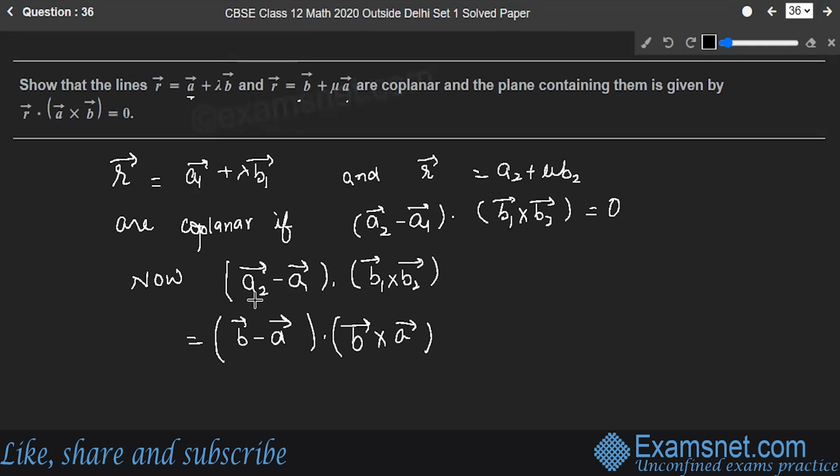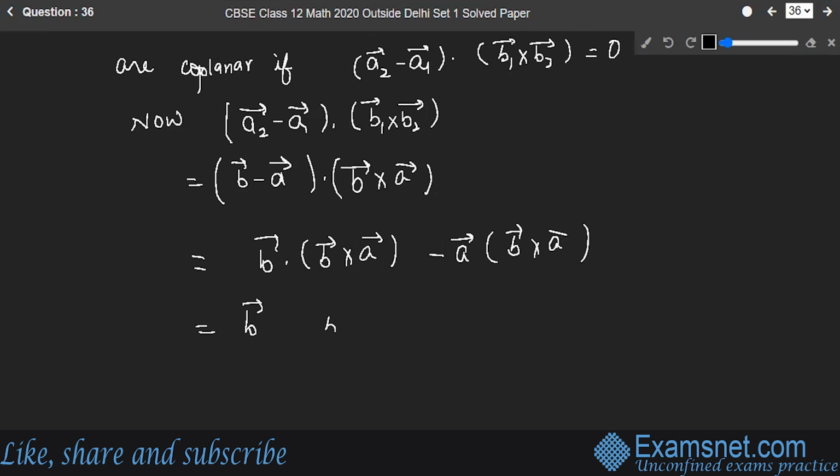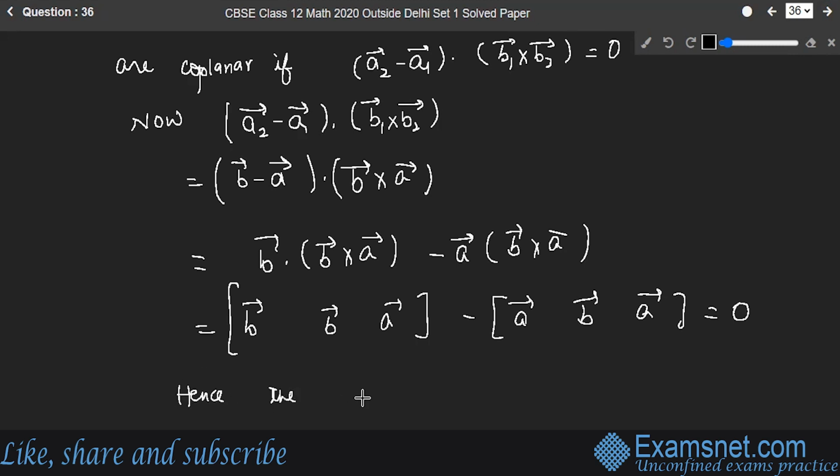So see over here, let's write down this is A1, this is B1, and this is A2, and this is B2. Hope you're clear with this, like how I've substituted the values. So now this is equal to B vector dot with B cross A minus A vector dot B cross A. This is equal to B vector, A vector, B vector minus A, B, and A. This is equal to 0. Hence, the lines are coplanar.